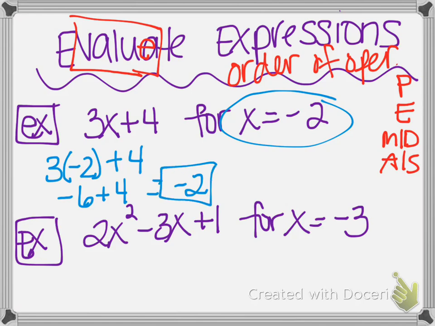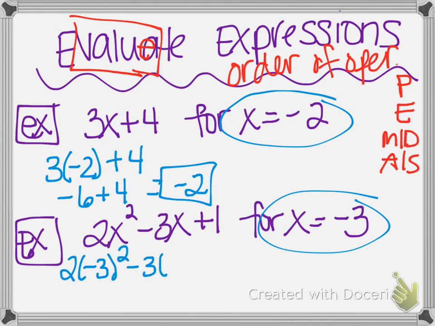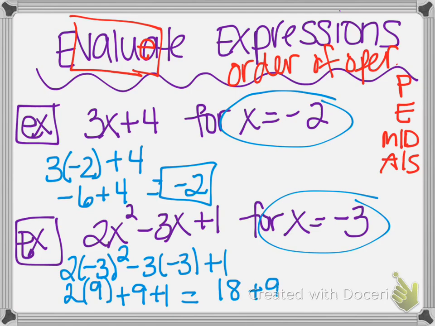Same thing again, 2x squared minus x plus 1, and I've got x equals negative 3. So we're going to have 2 times negative 3 squared minus negative 3 plus 1. Now, remember, the order of operations tells us to take care of those exponents first, so we're going to do negative 3 squared, which turns out to be a positive 9. So I'm going to have 2 times 9. Minus negative 3 is a positive 3 plus 1. Again, we'll multiply that 2 and 9, so we're going to get 18 plus 3 plus 1. And when I add those together, we get a total of 22 for our answer.